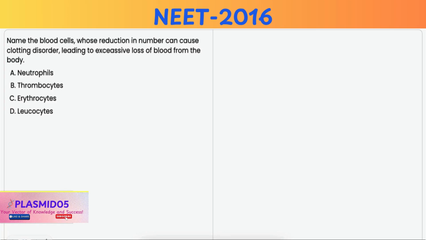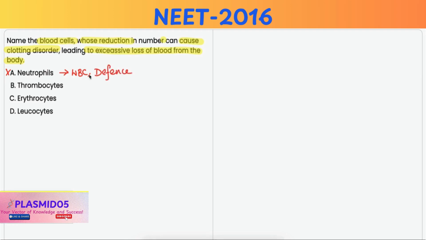In this question, you have to identify the blood cells whose reduction in number can cause clotting disorder, leading to excessive loss of blood from the body. Option A, neutrophils. It is incorrect because neutrophils are a type of white blood cell that functions mainly for the defense of our body. Option B, thrombocytes.